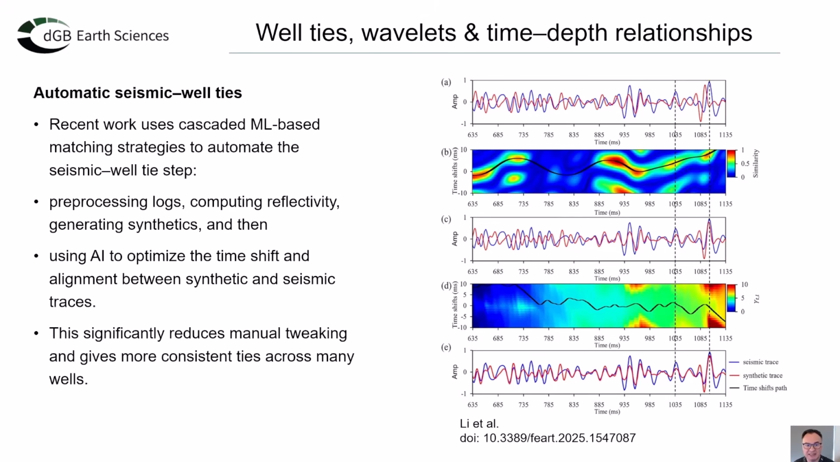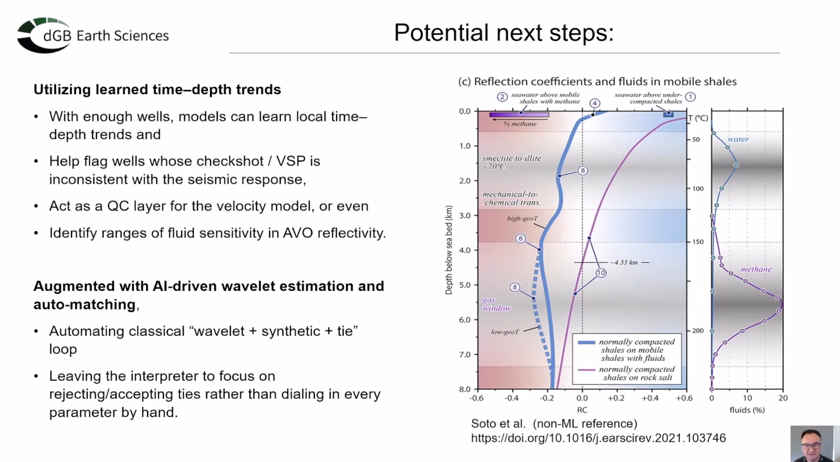The recent work by Lee et al. used cascaded machine learning-based matching strategies to automate this seismic-to-well tie step, including pre-processing of logs, computing reflectivity, generating synthetics, and then using AI to optimize the time shift and alignment between synthetic and seismic trace. This significantly reduces manual tweaking and gives more consistent ties across many wells.